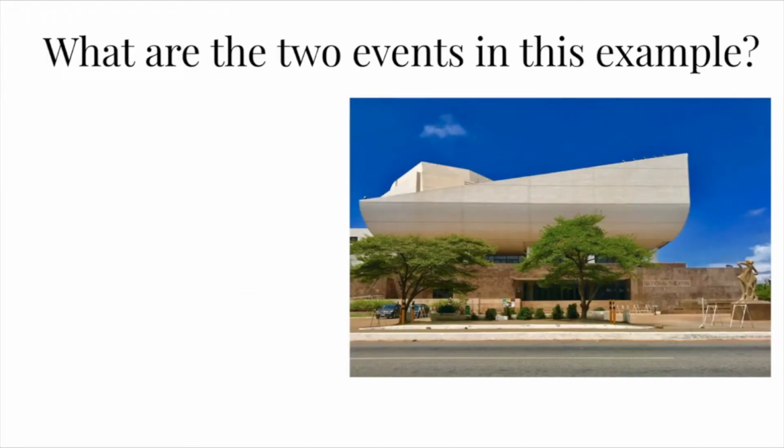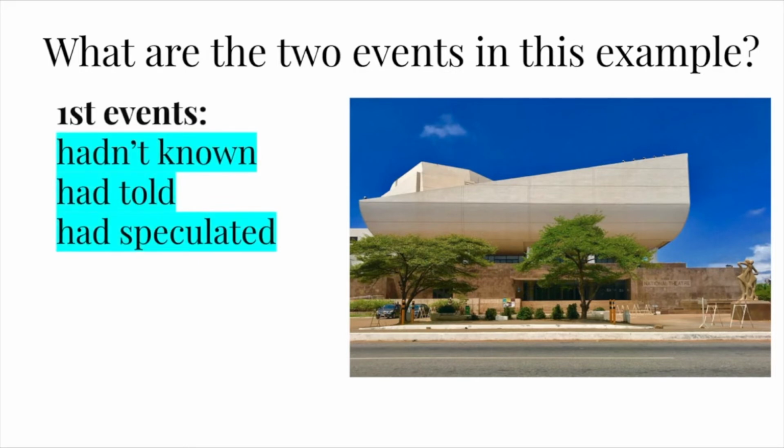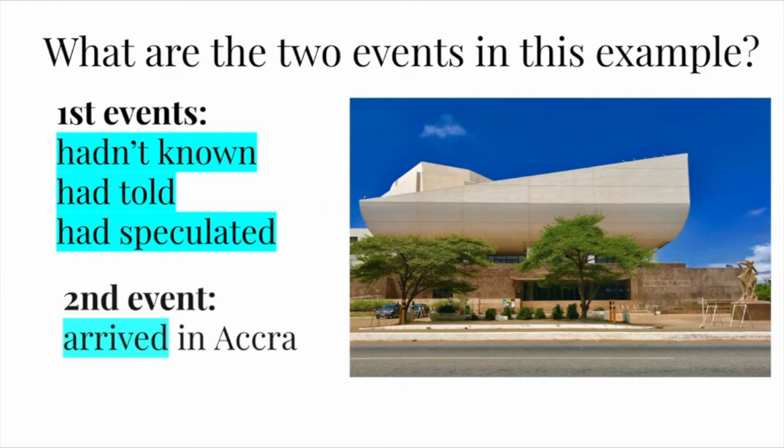So what are the two events in this example? Hadn't known, had told, and had speculated. And then the second event is coming to Accra. So arrived is the second verb, or second event. So notice that you can use the concept of event in terms of knowledge or speaking or speculating, which means thinking about something, making a prediction. So it doesn't have to be an actual event. It can just be some kind of verb that's being done.